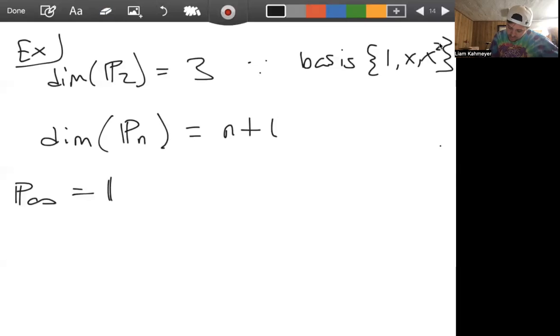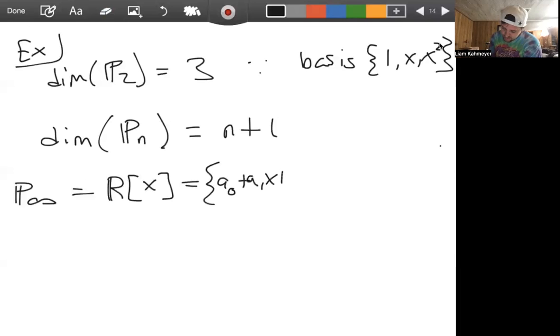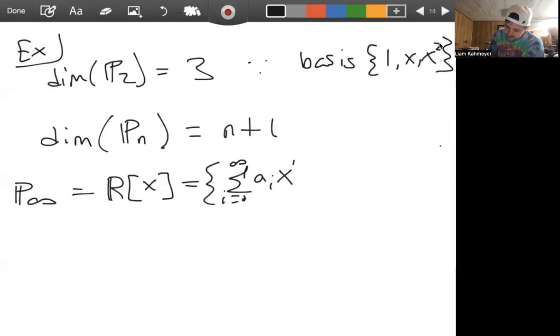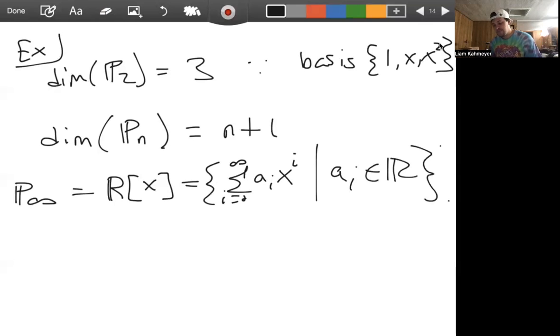Now, if you'll remember, I talked about the space P infinity, which we don't really write as P infinity. We write this as R adjoin X, which is the collection of polynomials in X, like a0 plus a1x plus a2x squared plus et cetera. Or better yet, let's write these as series: the sum from i goes from 0 to infinity of ai x to the i, such that the ai's are in the reals for all i. Then you could ask yourself, what's a basis for this?